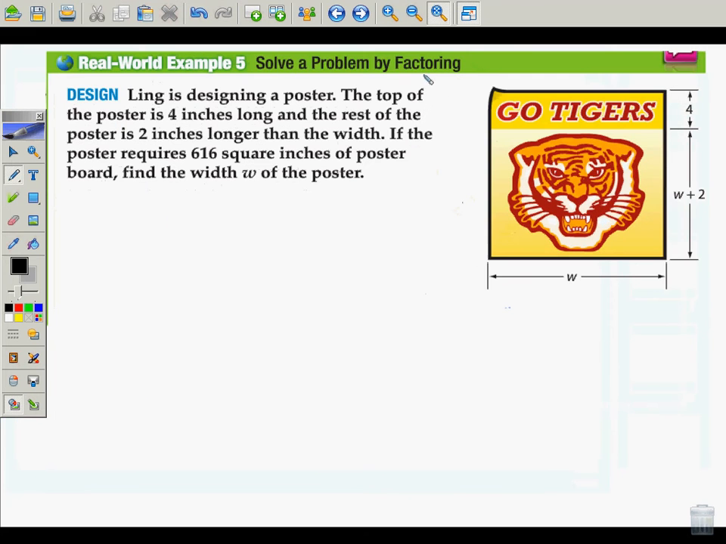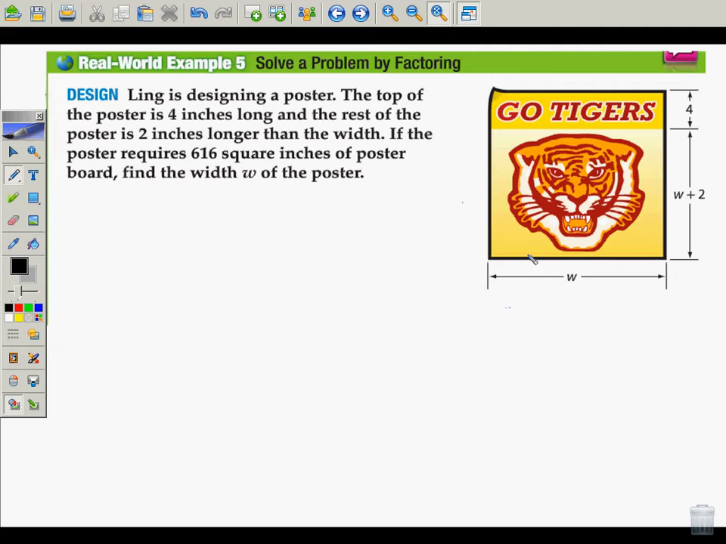So for this last example, we've got a word problem. Ling is designing a poster. The top of the poster is 4 inches long and the rest of the poster is 2 inches longer than the width. If the poster requires 616 square inches of poster board, we want to find the width W of the poster.